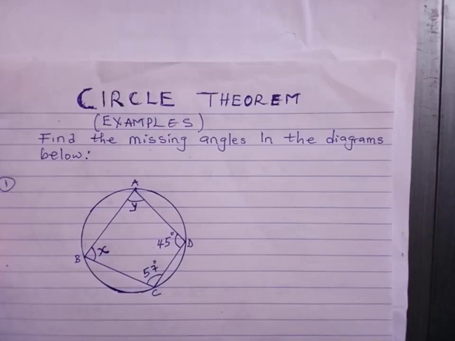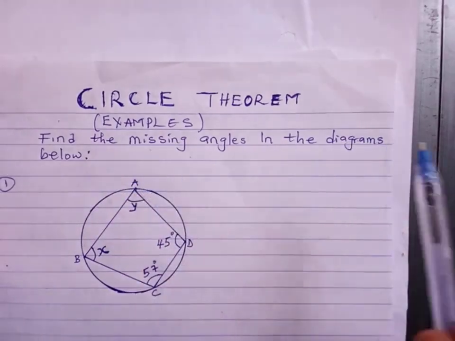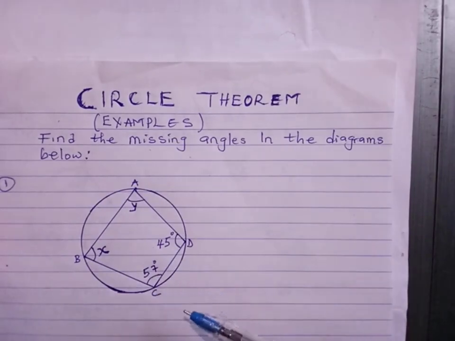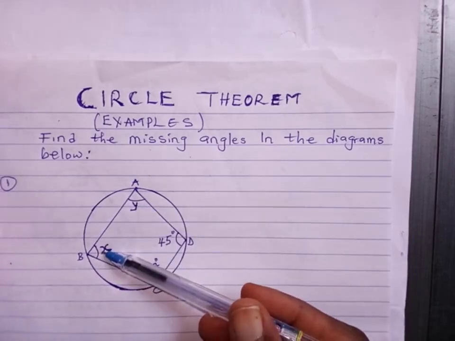In today's lesson, we're going to look at some examples of circle theorems. Now, the question before us says that we should find the missing angles in the diagrams below. And the first diagram we have is this. And the missing angles are labeled Y and X.